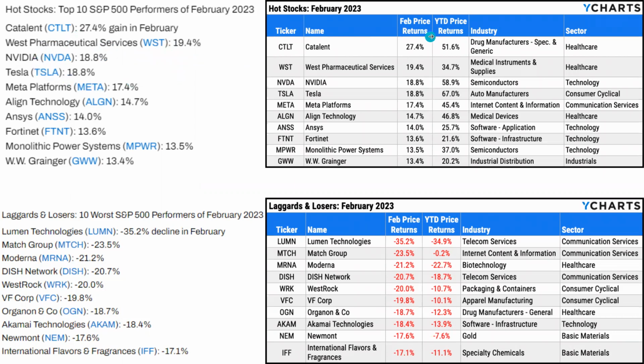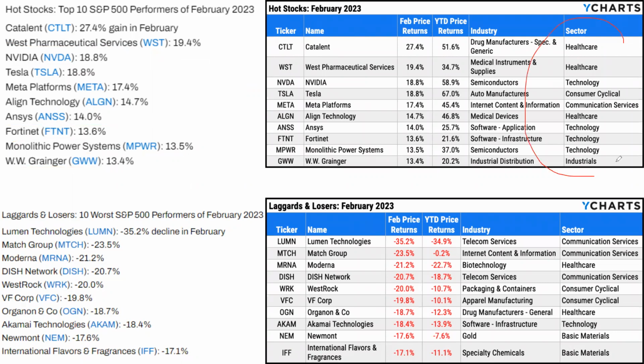We actually just had plays in the Discord on all three of these. Okay, we had Meta, we had NVIDIA, and Tesla calls that we did pretty good on in the Discord. If you take a look here as well, we have Align Technology, ANSS, we have Fortinet, FTNT, Monolithic Power Systems, and W.W. Grainger, ticker symbol GWW.